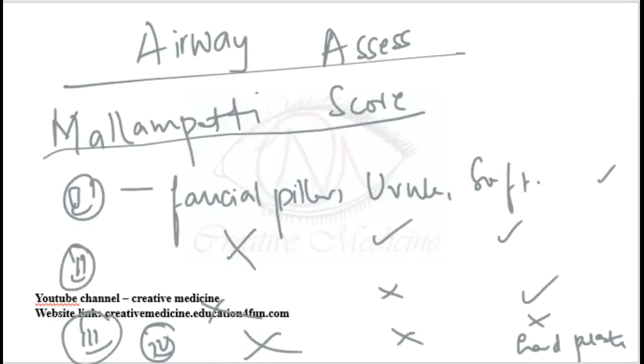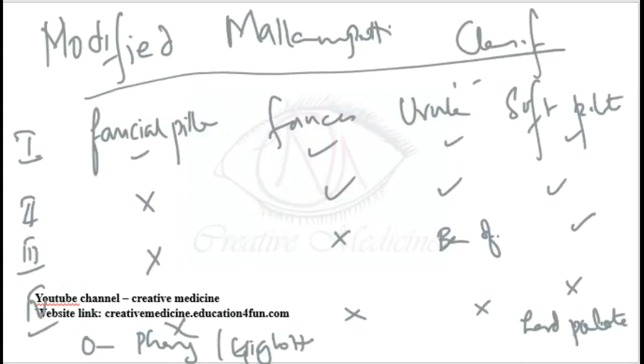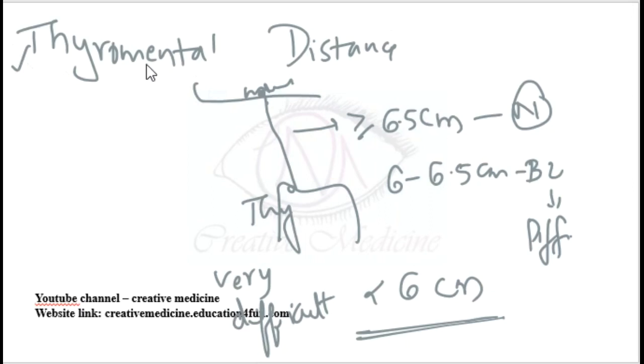So in airway assessment, we have Mallampati scoring, modified Mallampati scoring, and thyromental distance. If thyromental distance is more than 6.5 centimeters, it is normal. If it is 6 to 6.5 centimeters, it is borderline, thus difficult intubation. If it is less than 6 centimeters, then it is very difficult intubation.